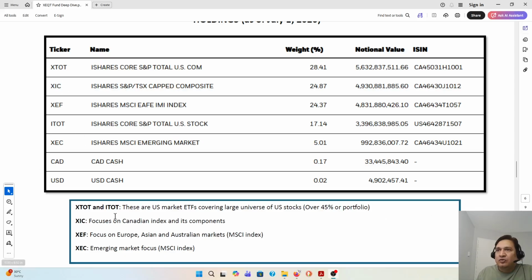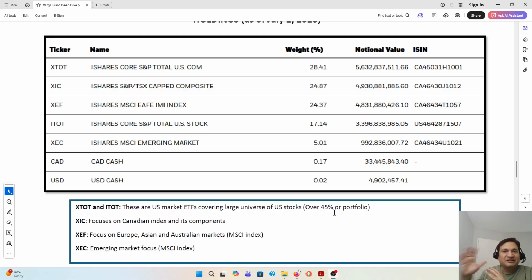The first and the fourth one, XTOT and ITOT, like I mentioned, are covering the US market, which is over 45%. More than 45% is in the US market. But still, it's good enough because you are trying to use that as the core and then diversify into other secondary markets and other satellite markets. So that's how this fund is constructed.